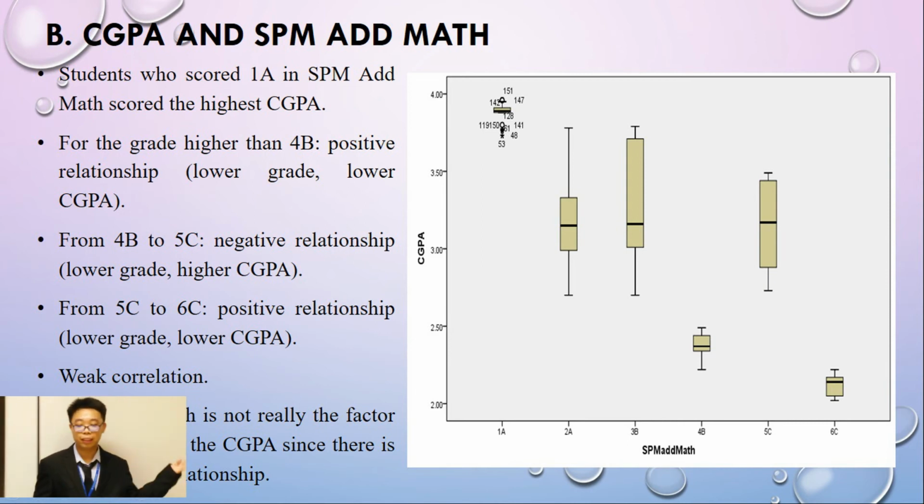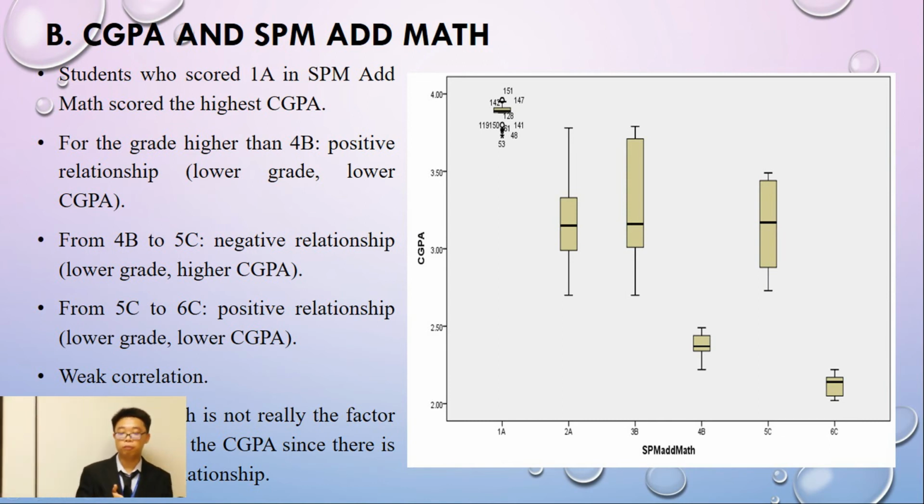So as you can see in the box plot, it's the same thing. In 1A, there exist some outliers for the students who obtain the score of 1A in SPM Add Math. However, what we can see is students who scored 1A in SPM Add Math actually scored the highest CGPA. So from the grade higher than 4B, a positive relationship occurs between CGPA and also SPM Add Math, meaning that when they obtain a lower grade in SPM Add Math, they obtain a lower CGPA.